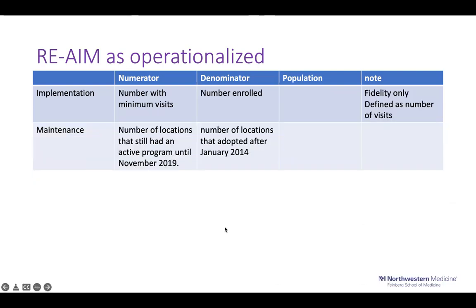Implementation, they are relatively simple. They looked at fidelity, which was the number with minimum visits of the number of people who are enrolled. And so again, there's a lot of other questions you could ask about fidelity. Cost was not a specific measurement. And maintenance was the number of locations that still had an active program through the end of the study. And that was based on the number of locations that adopted it after January 2014. So relatively longer timeline, up to 5 years, than we usually see.